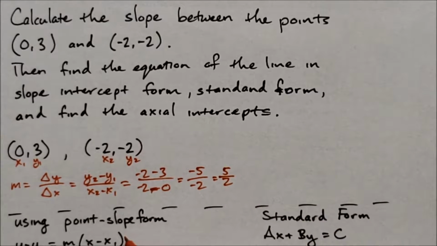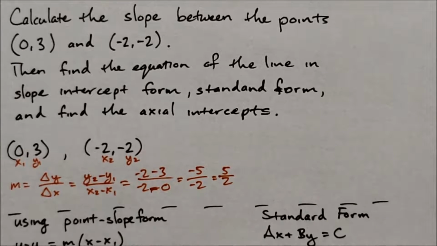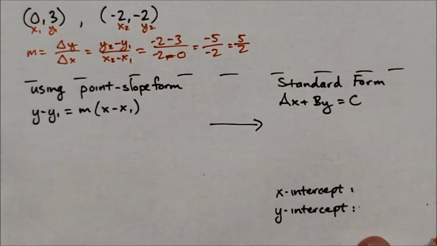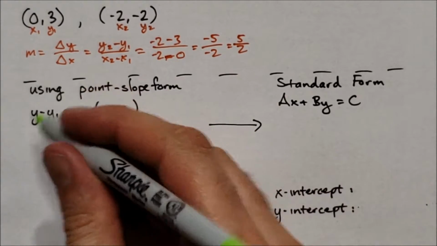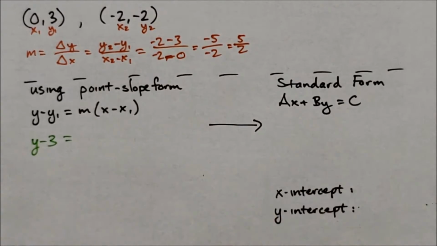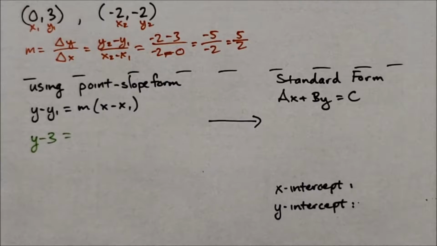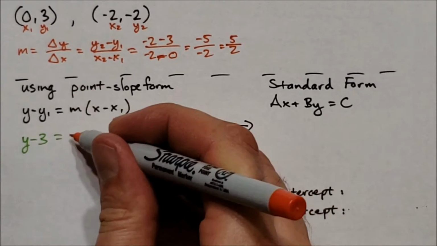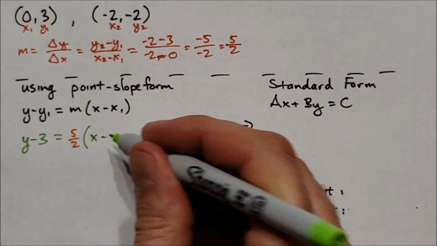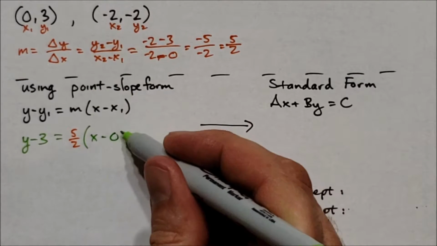Using the point-slope form, we take the slope that we just found and either one of the points, and we'll plug it into this point-slope form, which gives us: y minus, we'll use our first point, y minus 3 equals the slope, 5/2, times x minus x1, which is 0.